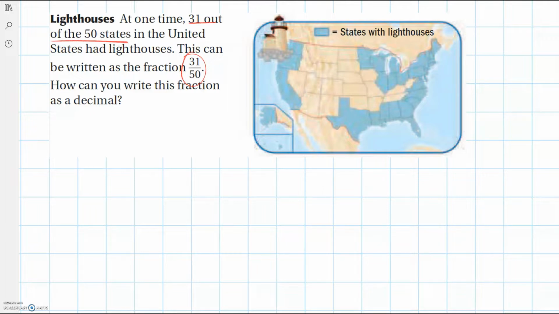Well, like we have looked at before, anytime you have a fraction, really it is saying we're dividing the numbers. So if I have 31 over 50, it's the same as me saying 31 split into 50 parts, or it's 31 divided by 50. So we all know how to do that.